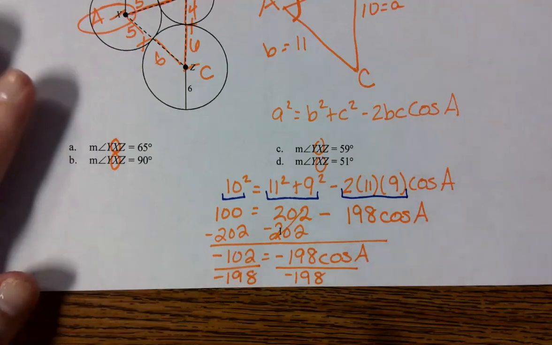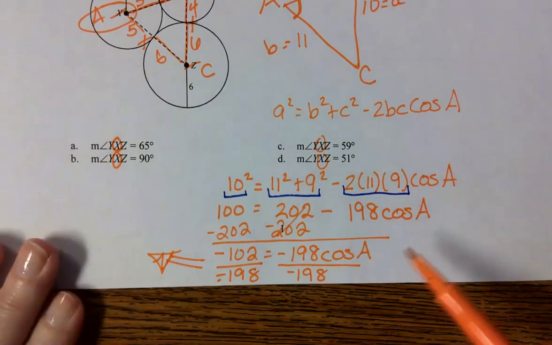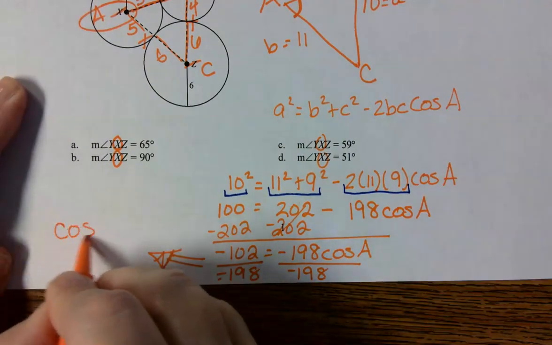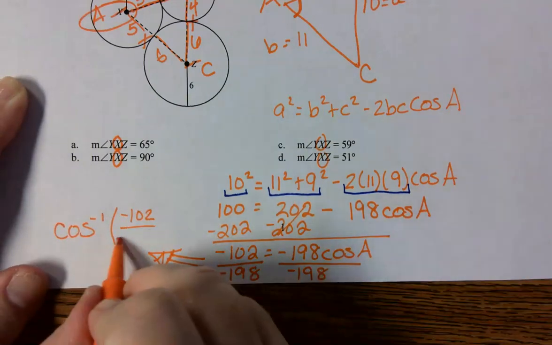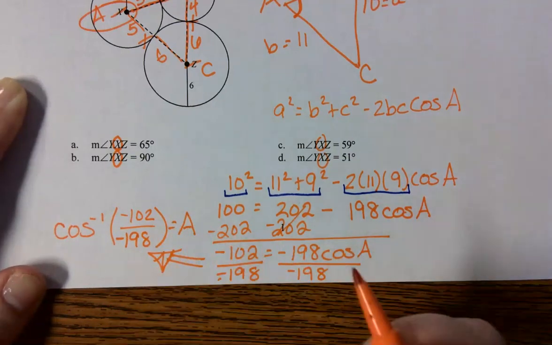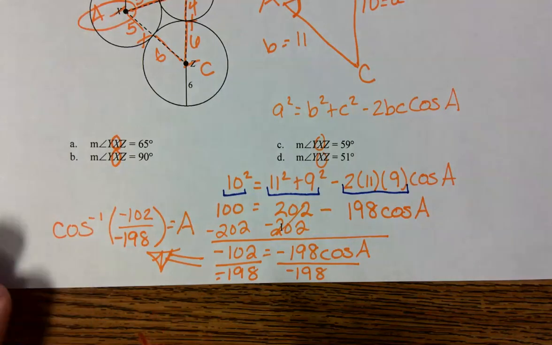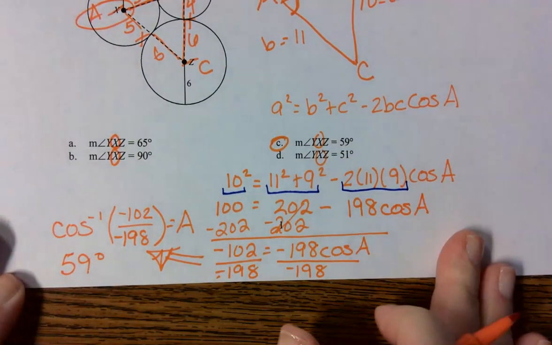I've kind of run out of room. We're just going to continue over here. And then to separate cosine from A, we do the inverse. -102 over -198. Okay, and hopefully we get 59. Yes. I got 58.99, so we're going to call that 59 degrees. And there's my answer.